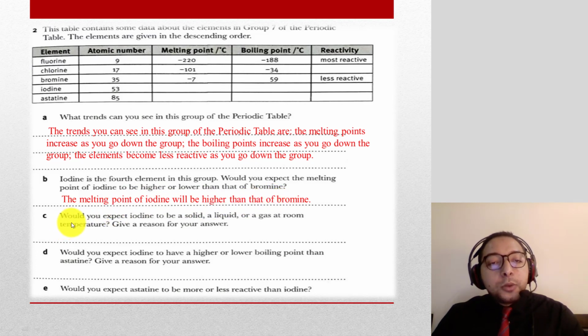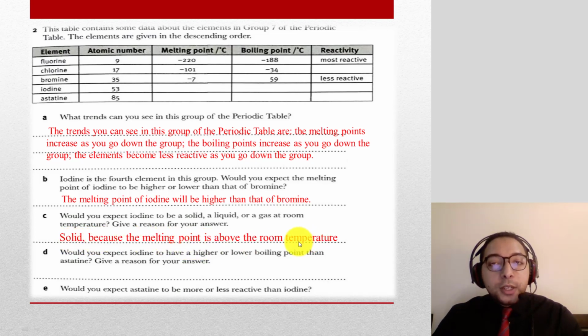The third question, would you expect iodine to be a solid, liquid, or a gas at a room temperature? And please give us an explanation for your answer. The answer for this question is going to be solid, because the melting point is above the room temperature. You know, room temperature is 25 degrees, and as the melting point is going to be above the room temperature, so we're going to have it as a solid. Perfect.